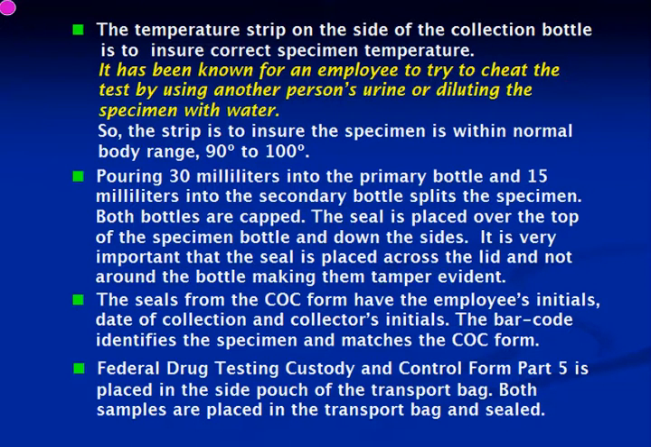The temperature strip on the side of the collection bottle is to ensure correct specimen temperature. It has been known for an employee to try to cheat the test by using another person's urine or diluting the specimen with water. So, the strip is to ensure the specimen is within normal body range, 90 degrees to 100 degrees.